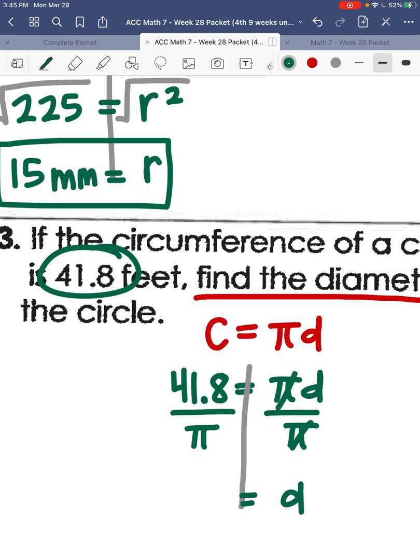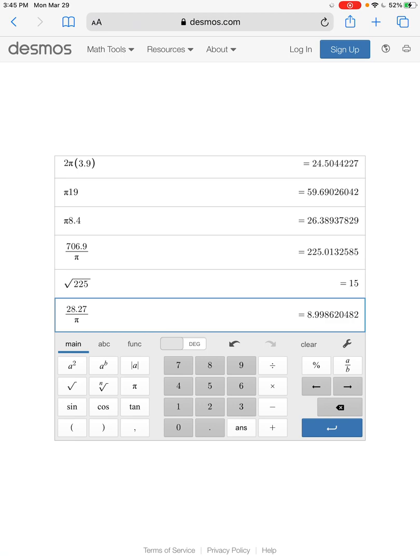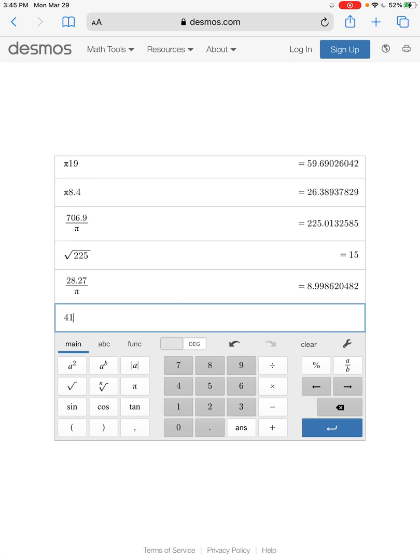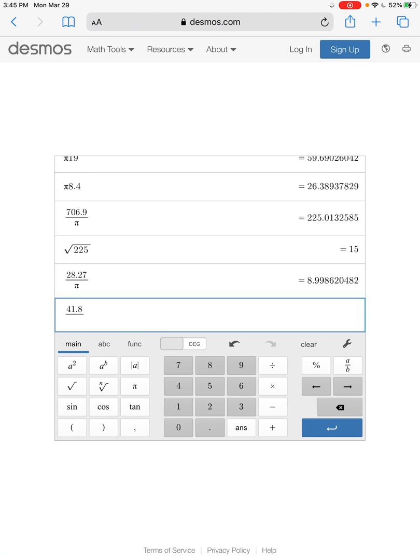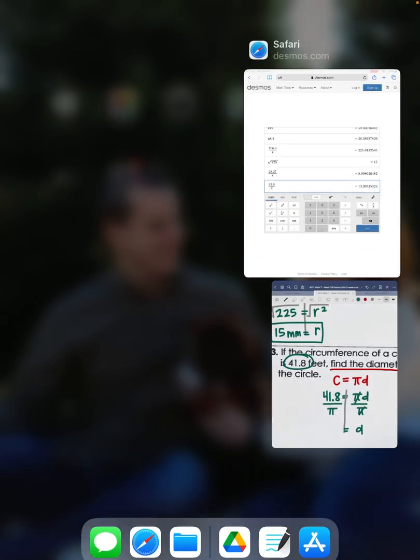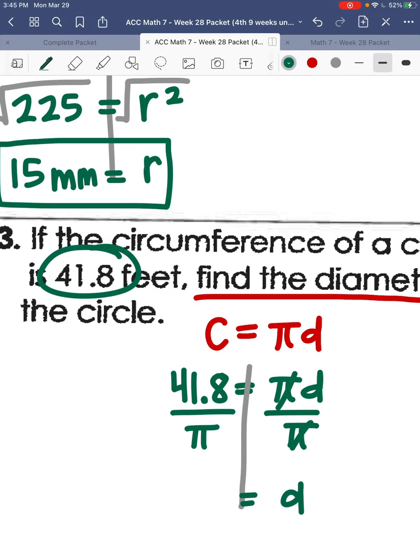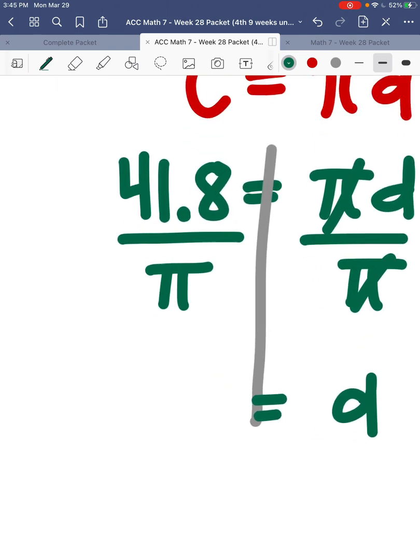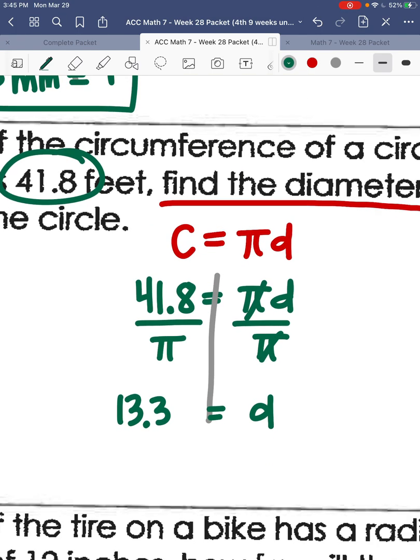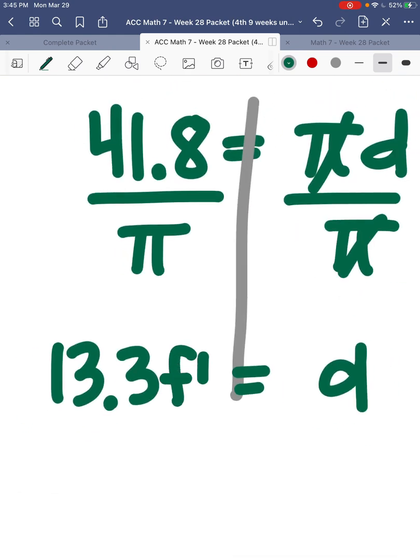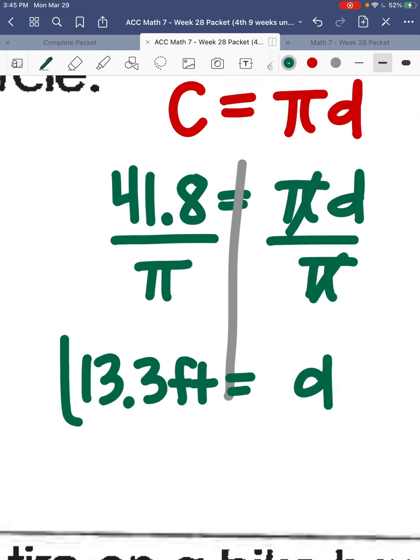So let's go to our calculator. We've got 41.8 divided by pi, and we get 13.30. Now that 0 tells me not to round up, so 13.3 is our diameter. And 13.3 what? Well, it's feet. So 13.3 feet.